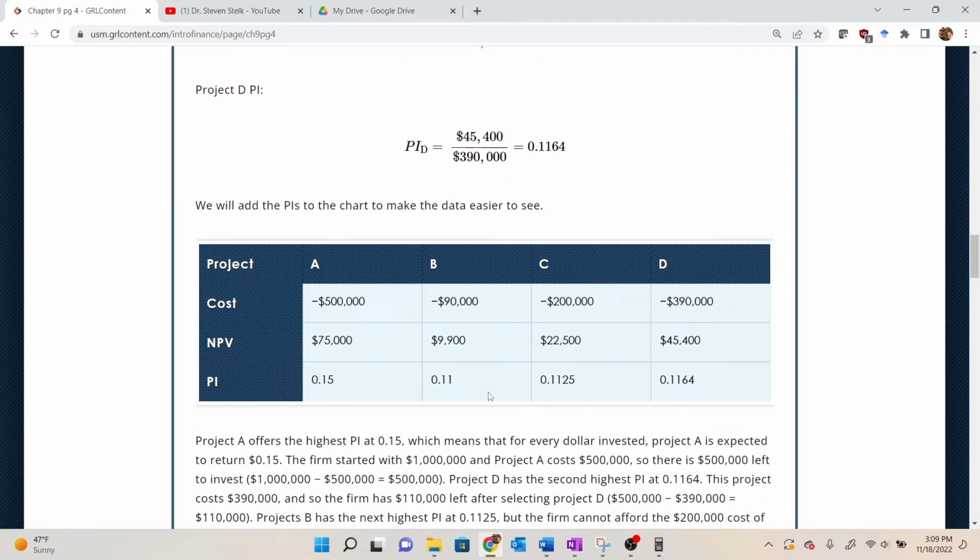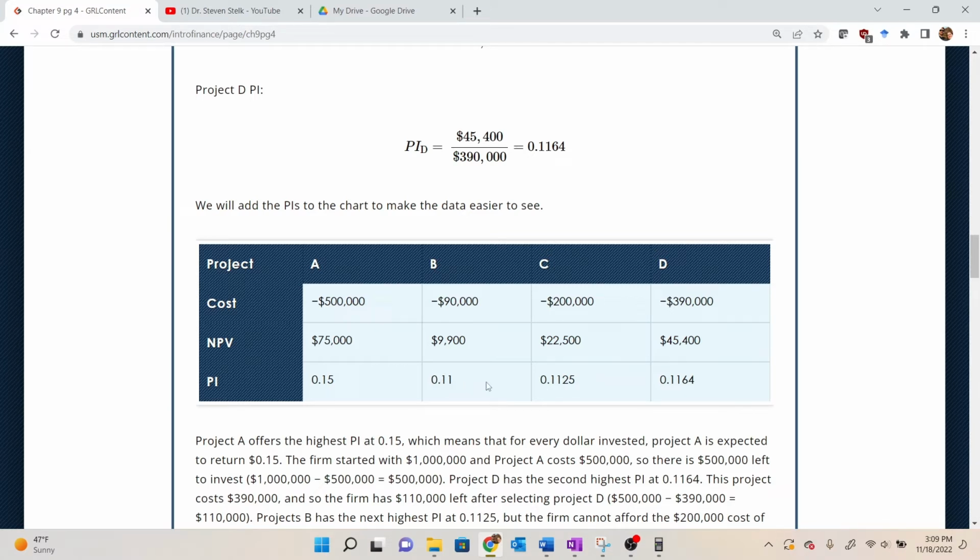All right, and now we can easily see with these, based on this sort of efficiency measure of profitability index, Project A is the most attractive. Project D is the second most attractive because it has the second highest profitability index. Project C is the third most attractive, and Project B is the fourth and last most attractive.